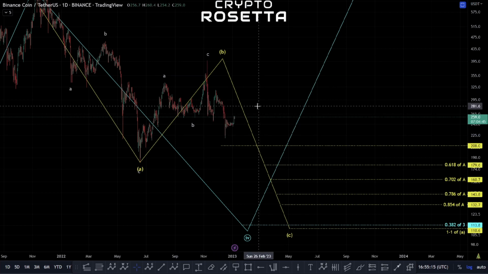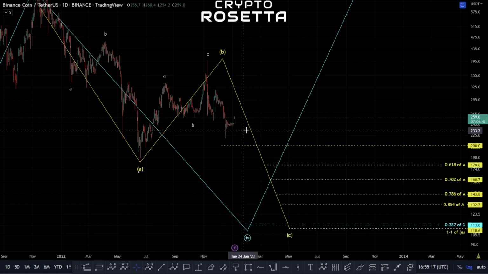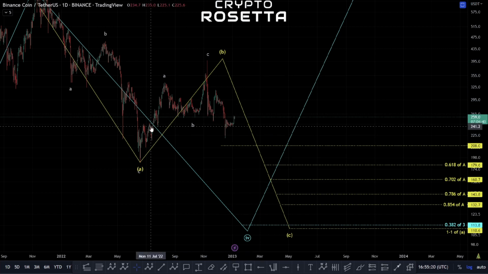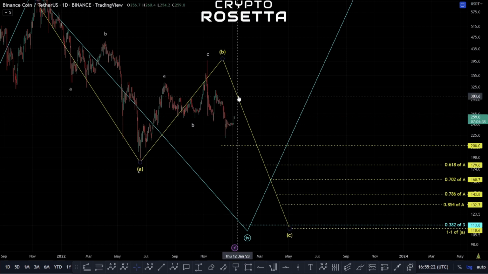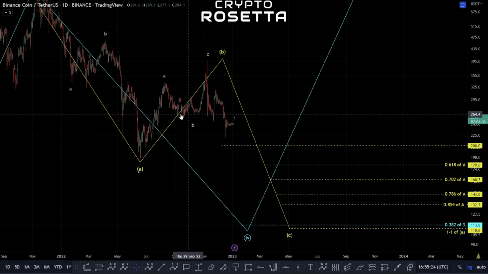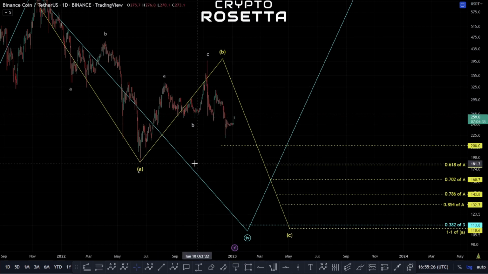We need more confirmation. We don't have enough confirmation that the structure is correct here at the moment, so we'll have to see how we react. We need to take out some of these high points and then look for that progression and have the right structure within the waves.